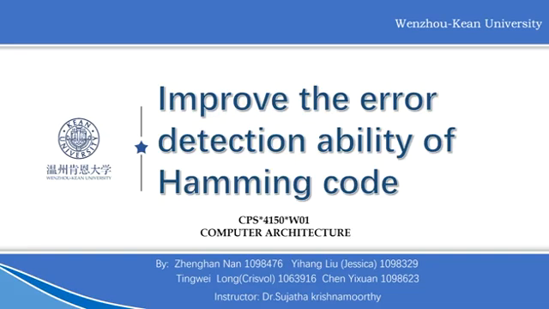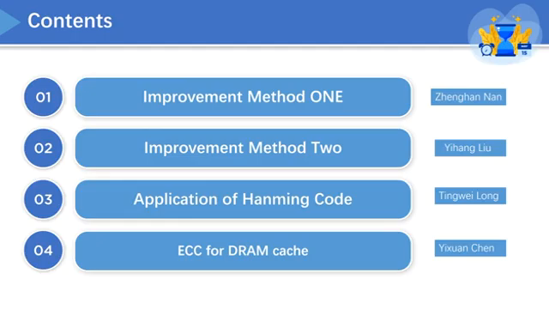Hi everyone, in this presentation we will mainly talk about how to improve the error detection ability of Hamming code and some applications of Hamming code. The whole presentation will be divided into 4 parts. The first 2 parts are about the methods that could improve the Hamming code, and the third part is about the application of Hamming code. The last part is about the error correction code for dynamic random access memory cache.